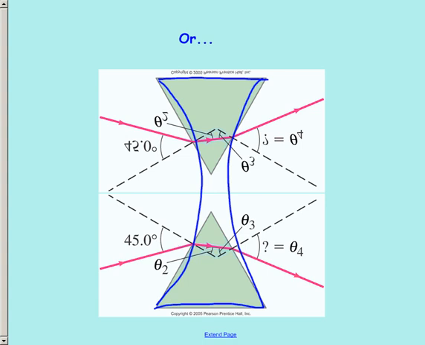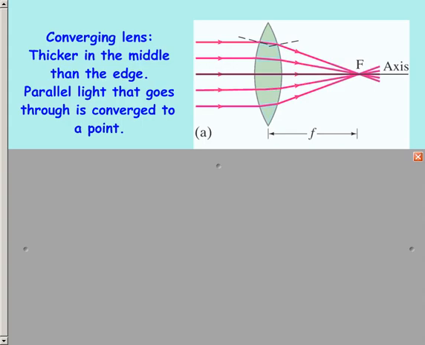So back to our first lens. We call this kind of lens a converging lens. It's thicker in the middle. Parallel light that comes in is converged to a point, and that point is at the focal length of the lens, and it's called the focal point.